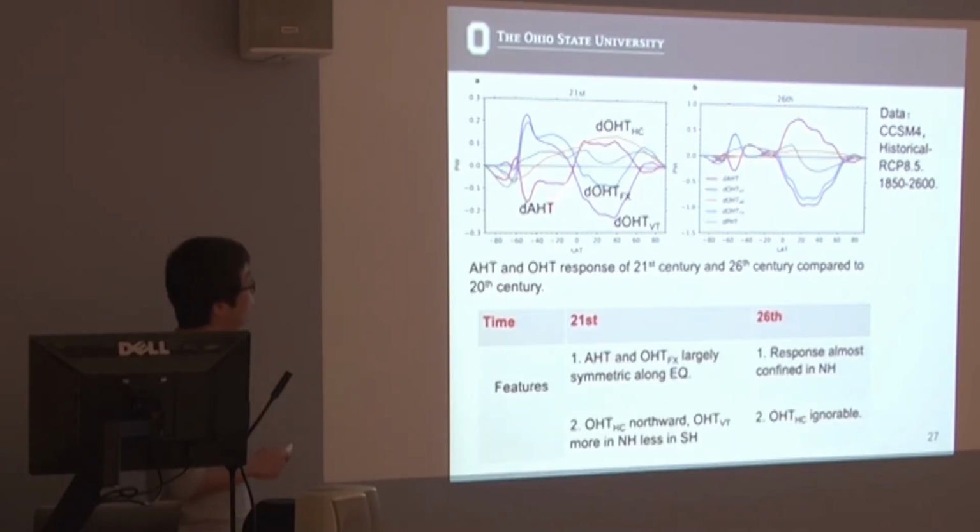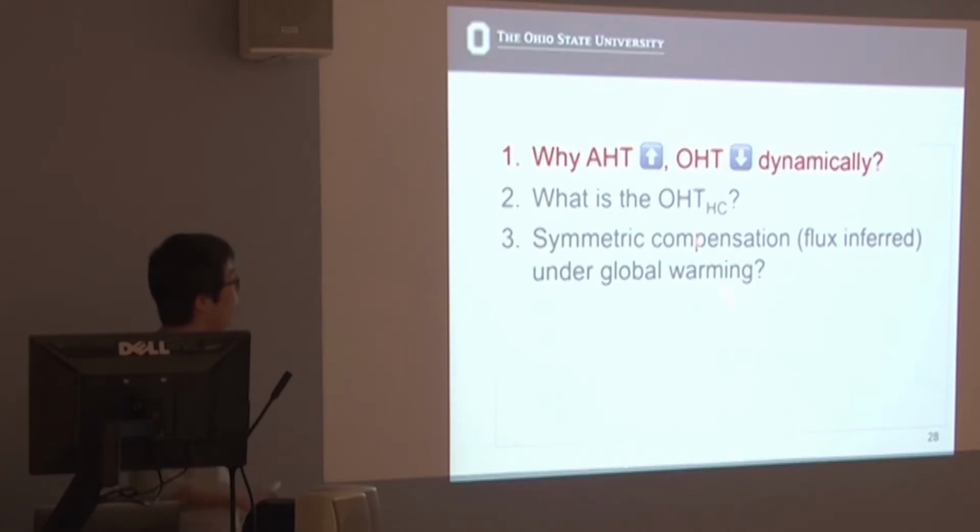Here is a summary of the features of atmosphere and ocean heat transport response in the 21st century and 26th century. First, they are largely symmetric along the equator, consistent with previous results. Second, the heat content related ocean heat transport is northward, but the real dynamic ocean heat transport has more response in the northern hemisphere than in the southern hemisphere. When it goes to the 26th century, the response is almost confined in the northern hemisphere, and the heat content related ocean heat transport is ignorable. So while atmospheric heat transport intensifies, ocean heat transport reduces, dynamically, not flux inferred.